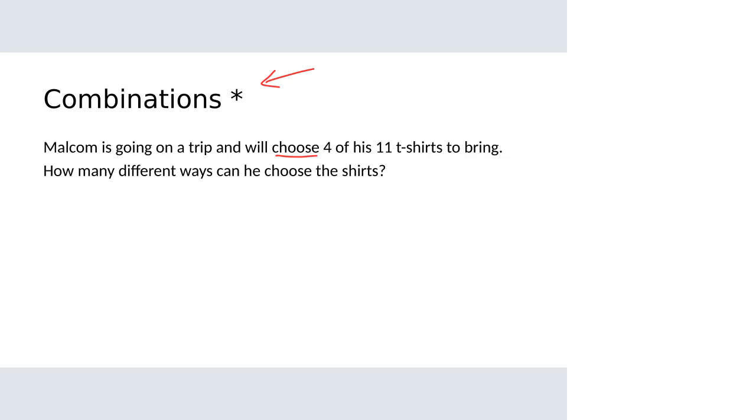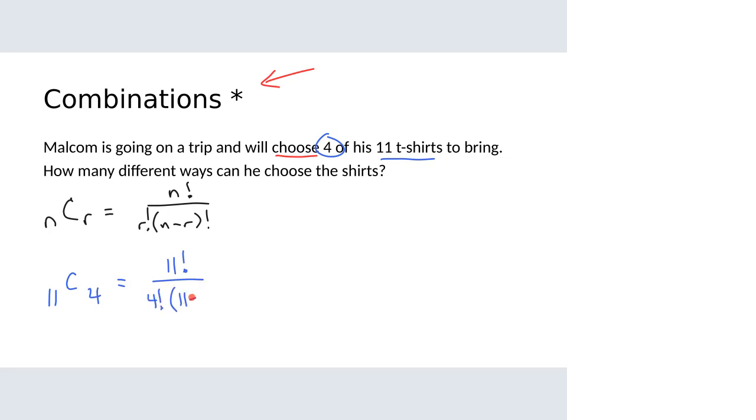All right, so we know we have a combination. So the formula we're going to use here is this one. In this case, he has 11 total shirts, so that's going to be N. And he's choosing 4 of them to take with him, so that's going to be R. So this is 11 choose 4, or a combination of 11 things taken 4 at a time, depending on how formal you want to be. As we plug in, we'll have 11 factorial over 4 factorial, 11 minus 4 factorial. And that's 11 factorial over 4 factorial, 7 factorial.